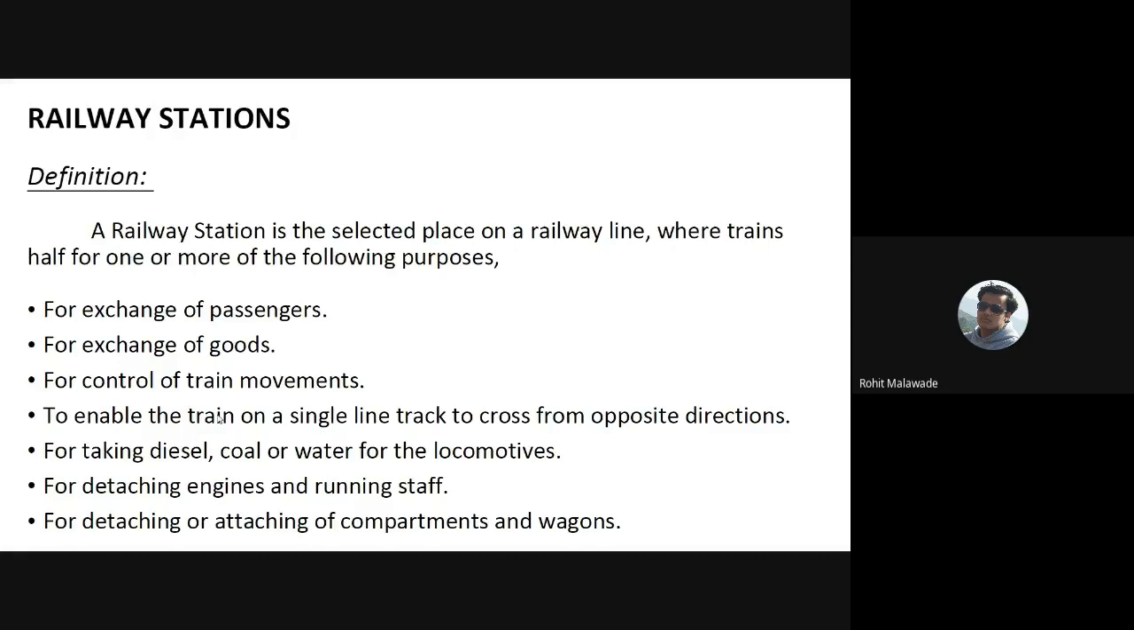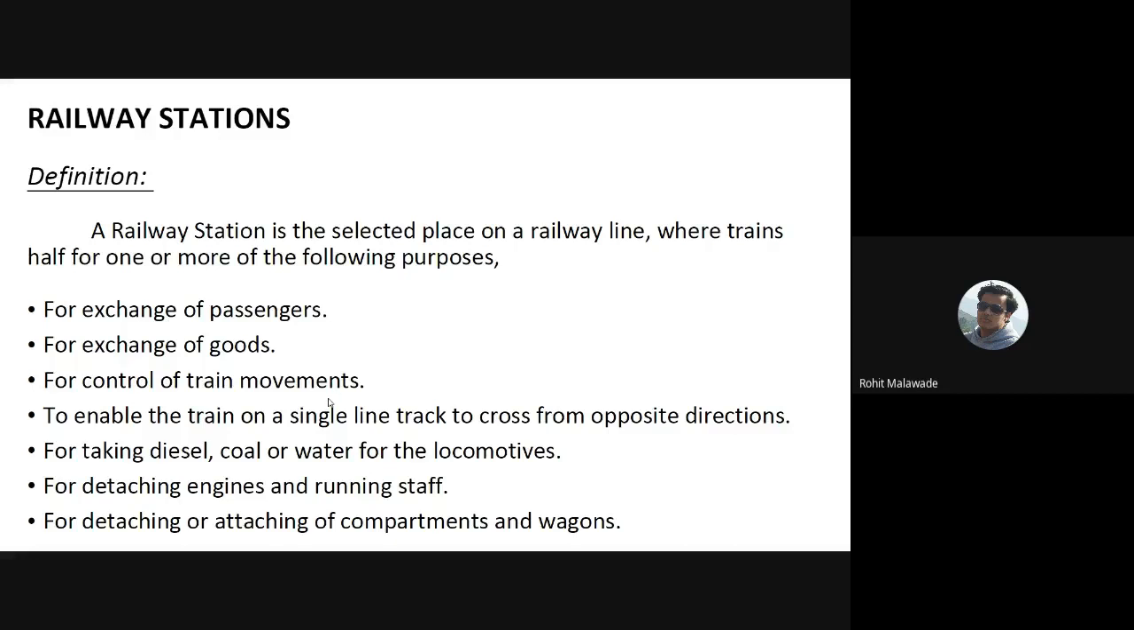For control of train movements: on one track, we cannot move two trains. So in order to control the train movement, you have normally seen that on a bigger railway station, you will not find only a single permanent way. There will be a good number, around 4 or 5, or in large stations with junctions, up to 10 railway lines. So this is how, for the control of movement of trains, we have railway stations.